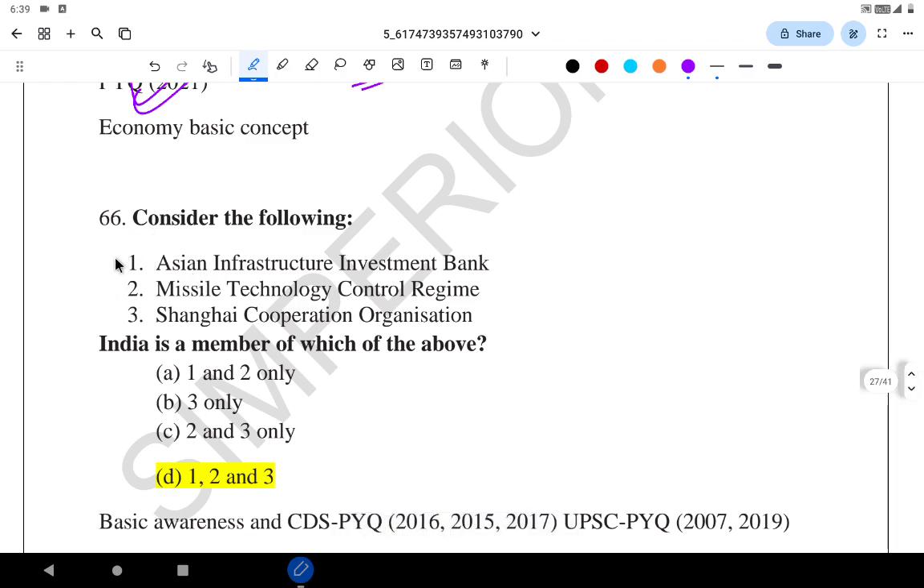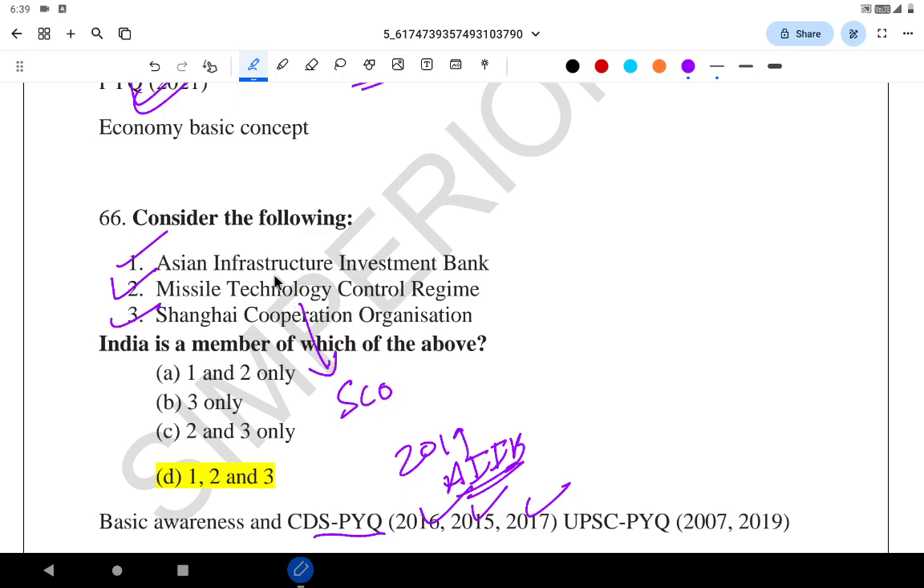Asian Infrastructure Investment Bank, Missile Technology Control Regime, and Shanghai Cooperation Organisation, of which India is a member. So India is a member of all three. They were asked in 2016, 2015, and 2017. In CDS and UPSC they were asked in 2007 and 2019. In 2019 there was a question on the Asian Infrastructure Investment Bank. I think in 2007 they asked a question on the Shanghai Cooperation Organisation in UPSC. So these are in the news and they are asked in the PYQs as well. This is the power of PYQs.